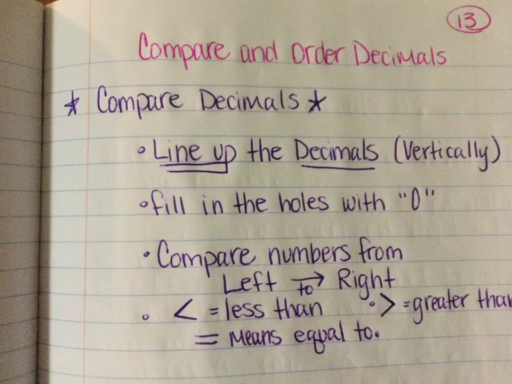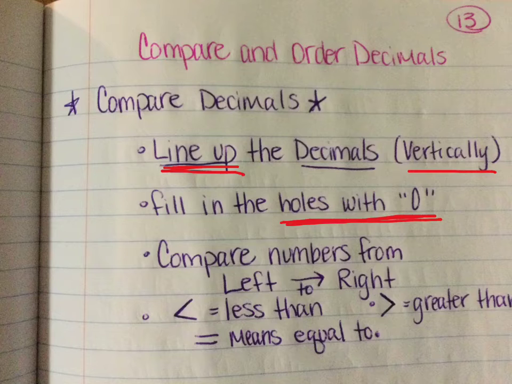And the first thing you do is line up the decimal. Okay, and you're going to line them up vertically. Now, when you're lining up the decimals, you also have to make sure you line up the whole numbers. Everything needs to line up in perfect order, okay? After you lined up everything, you're going to fill in all the holes with a 0. Okay, and that's just to give it a nice, neat, clean look. And we'll do examples in a second.